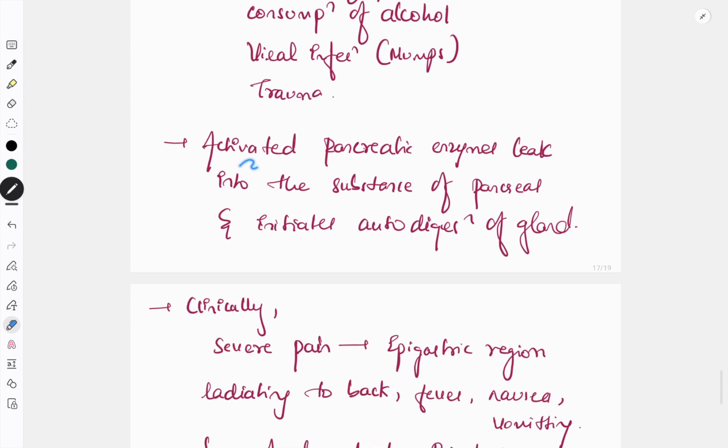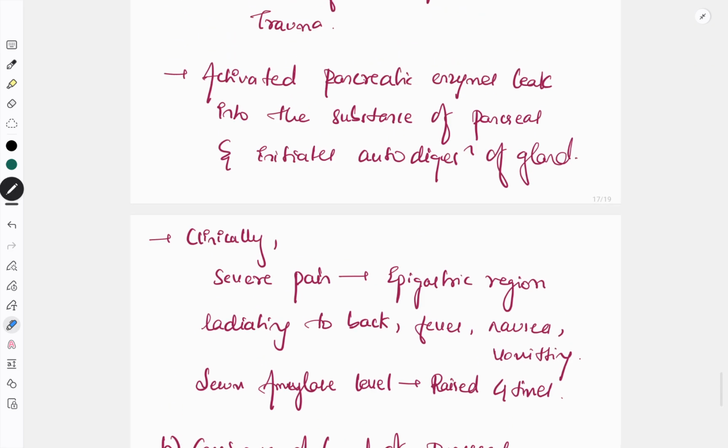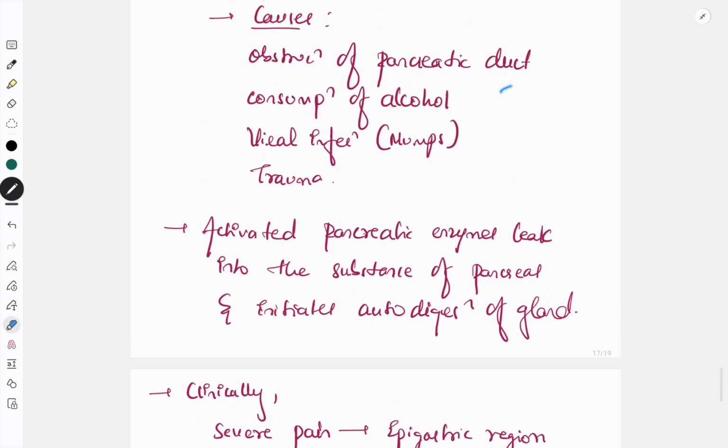So what will happen in this is, the activated pancreatic enzymes will leak into the substance of the pancreas, and it initiates auto-digestion of the gland. Because there is blockage of the duct or anything like that, the pancreatic enzymes will start leaking, and what will happen, it will start the digestion of its own gland. So that is nothing but auto-digestion of the gland.